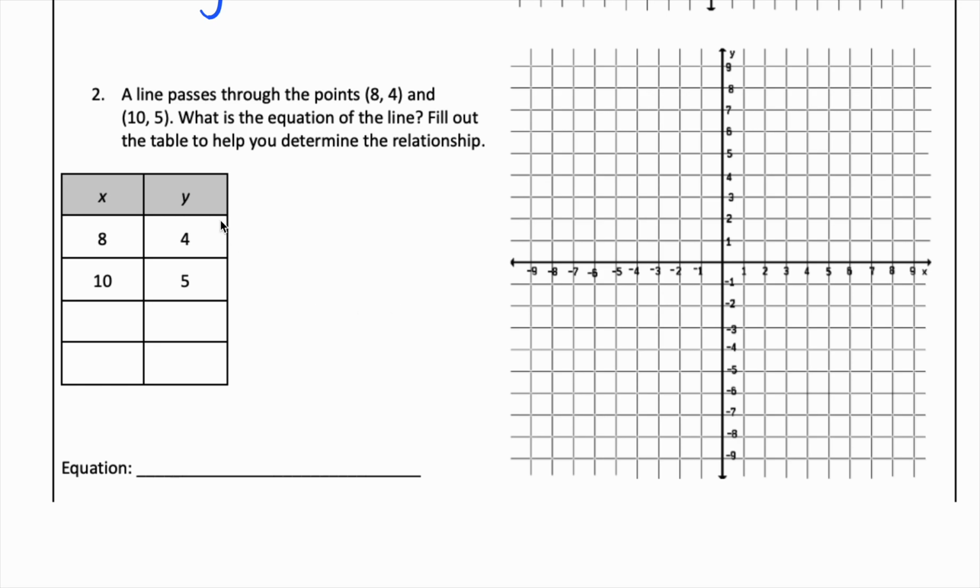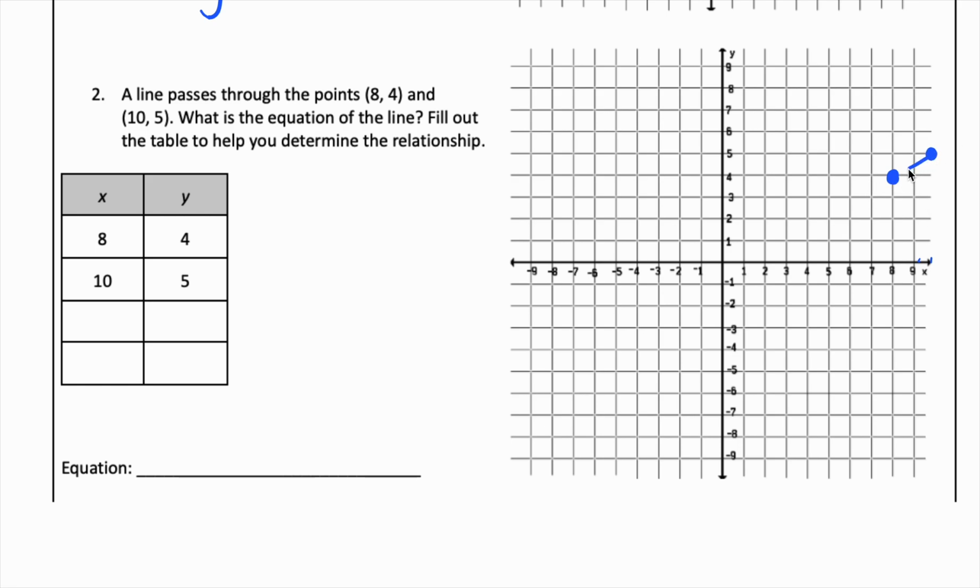In number 2, it says a line passes through the points (8, 4) and (10, 5). So what is the equation of the line? Fill out the table to help you determine the relationship. When I go to the point (8, 4), that's going to be up in quadrant 1. And then I have (10, 5). So 10 would be right after 9 here, right on the edge. And 5, again, right up here. All right? So we already have 2 points.